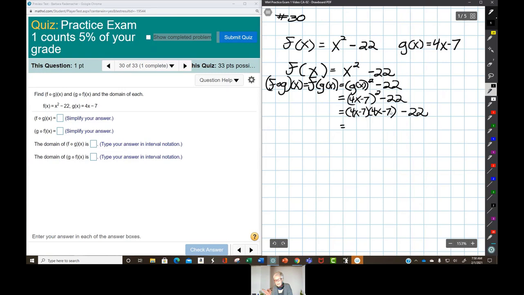Now I'm going to square this, and you can distribute or you can use the FOIL method, whichever you're more comfortable with. I'm going to take this first 4x and multiply it by the numbers in the second set of parentheses, like that. And then I'll take the first minus 7 and multiply it by both of the terms in the second set of parentheses. So that's the order. So we'll have 4x times 4x is 16x squared. And 4x times minus 7 is minus 28x.